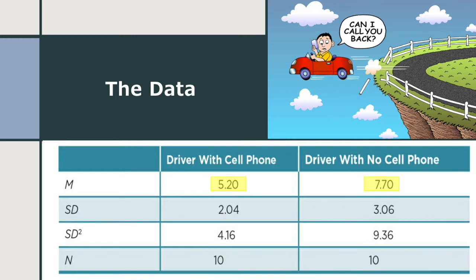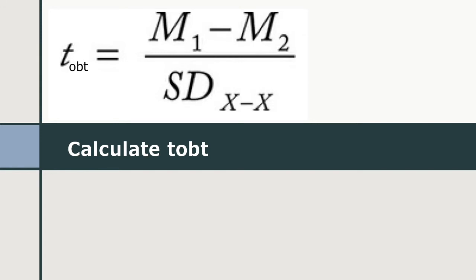So let's start with the formula. Here's the formula for t obtained, and it looks very similar to the single sample t, except that instead of a sample mean and a population mean subtraction, we're subtracting mean 2 from mean 1. They're both sample means in this instance. And you'll also notice that in the denominator, that's not just a standard deviation, that's something else. I'll say what that something else is here in a second.